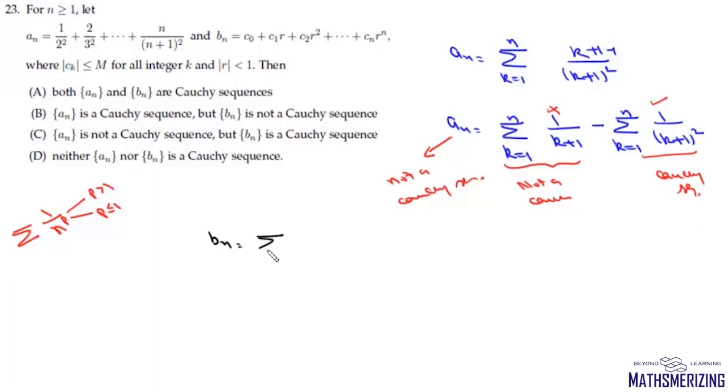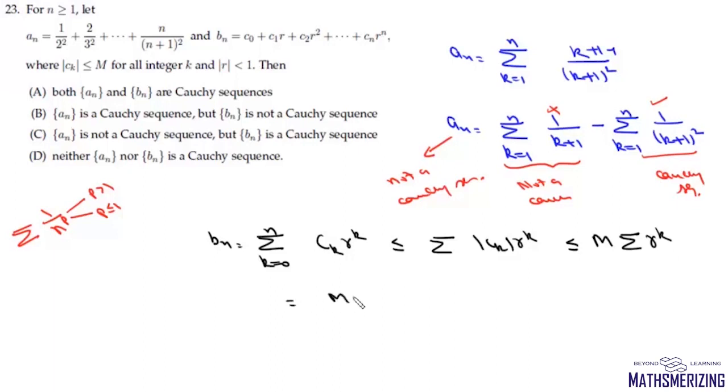We can write this bn as the summation, k varies from 0 to n, ck r to the power k, where mod ck is less than or equal to m. Now it will always be less than or equal to the summation of mod ck r to the power k. Now it will be less than or equal to m into the summation of r to the power k.